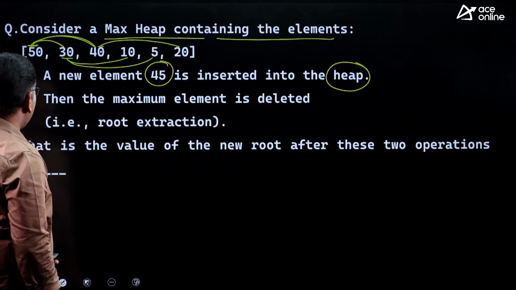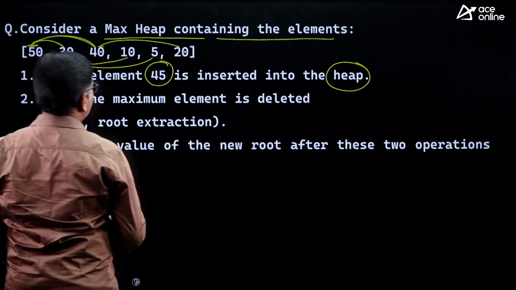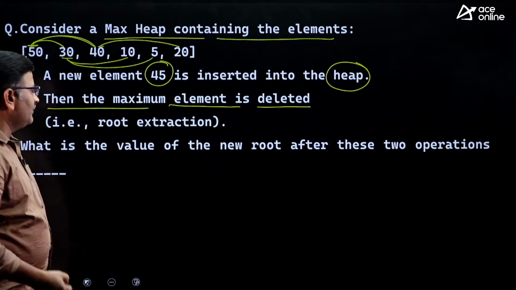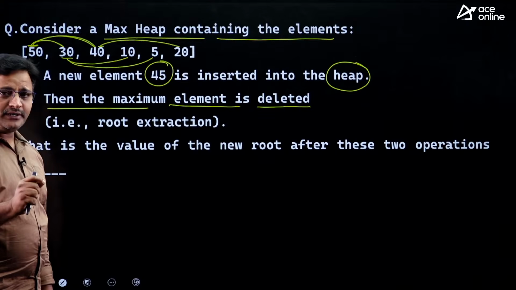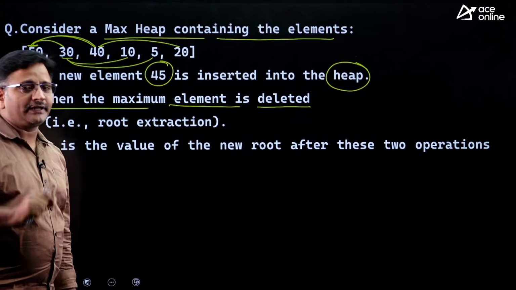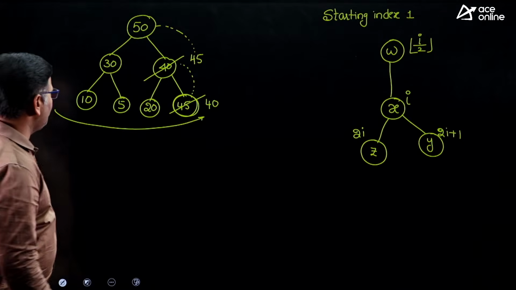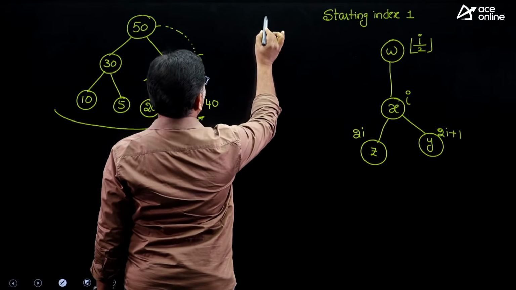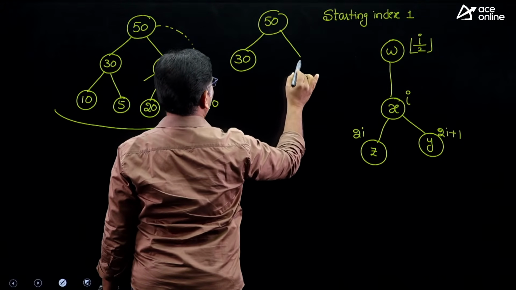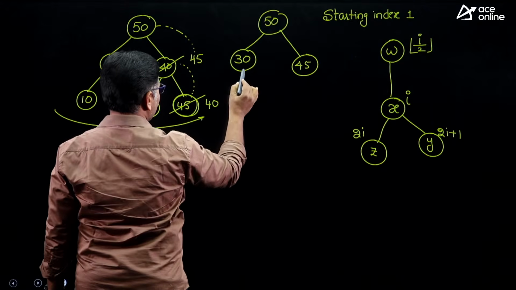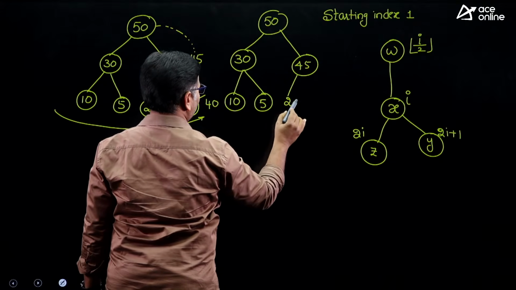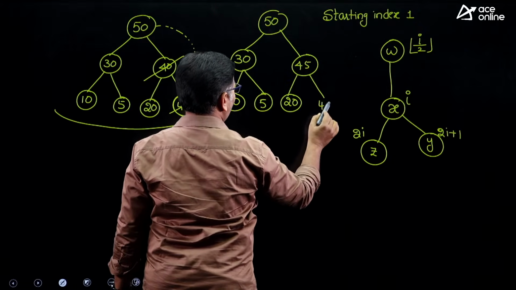Okay, next, what did they ask? Then the max element is deleted, meaning after insertion we have to delete the max element. This is called the heap extract operation. The heap extract operation takes order of log n time. Let me explain the procedure. We have 50, 30 and 45, then 10, 5, 20, and here we have 40, right friends.